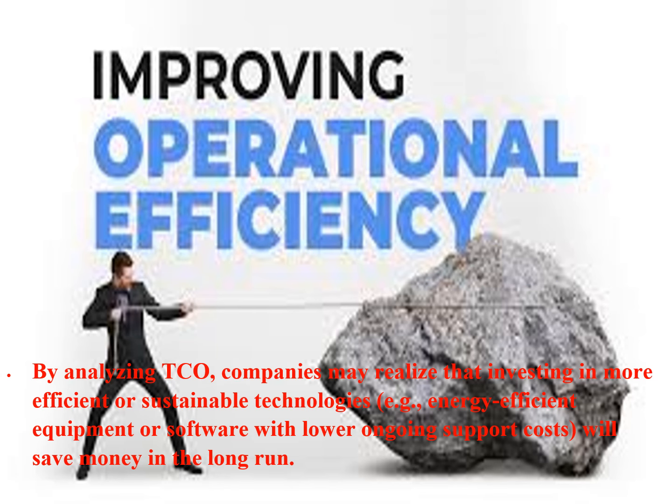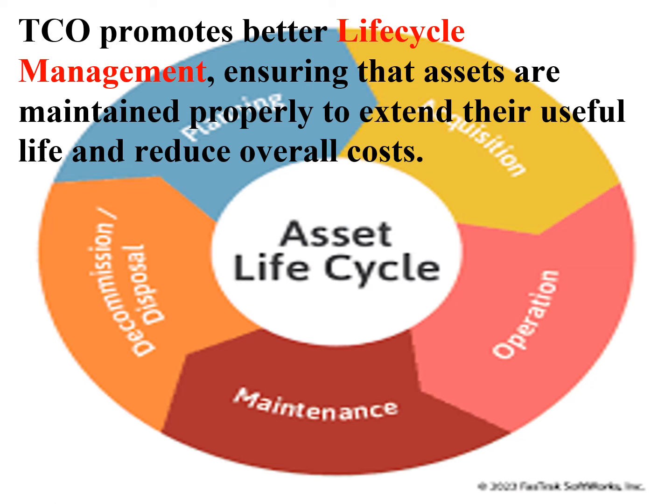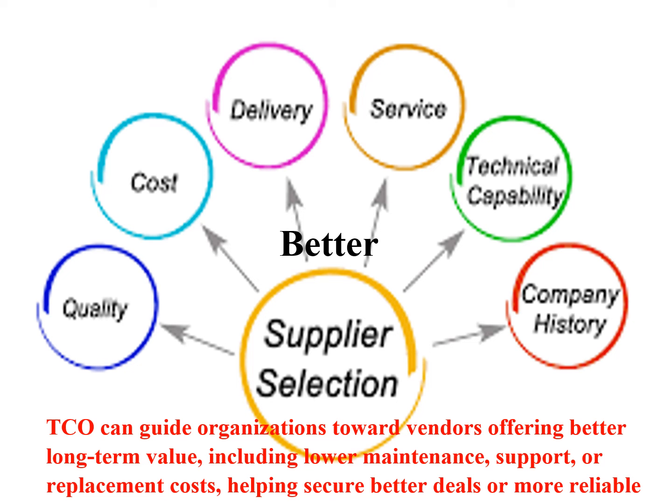It also helps us be more operationally efficient. By analyzing TCO, companies may realize that investing in more efficient or sustainable technologies, like energy efficient equipment or software with lower ongoing support cost, will save money in the long run. TCO promotes better life cycle management by ensuring that assets are maintained properly to extend their useful life and reduce overall costs. Finally, it also helps us to select better suppliers.